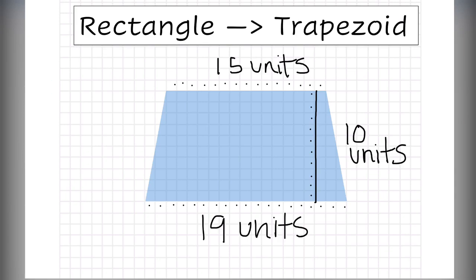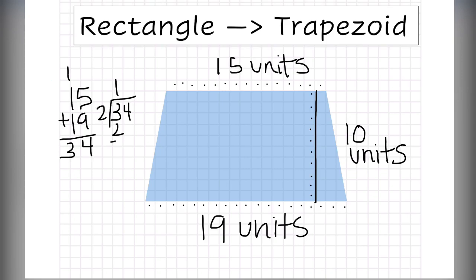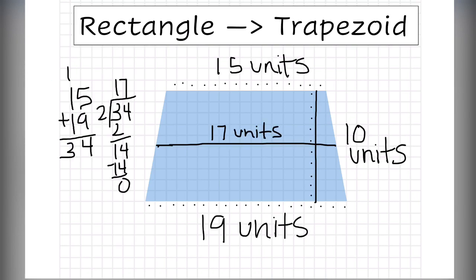If I'm looking between 15 and 19, well, let's try to find the average. We can add them up and get an average of 17. I'm going to go back to the shape and actually show you that right here in the middle, we have 17 units. So 15 is too small, 19 is too large, but 17 is a great average base. So if I take 17 times 10, I will get 170 units.